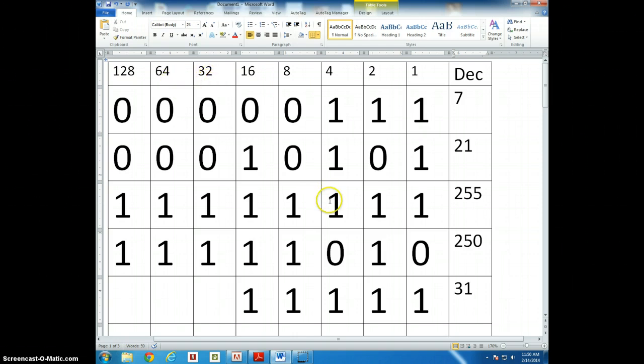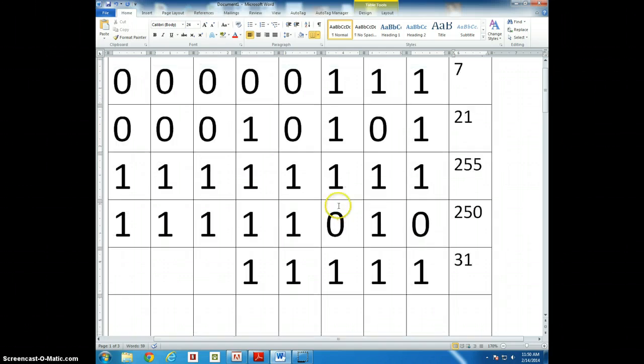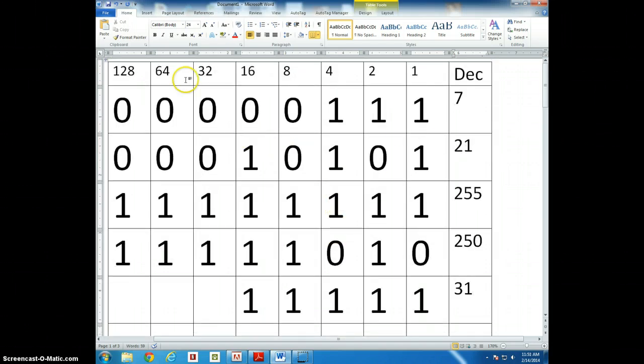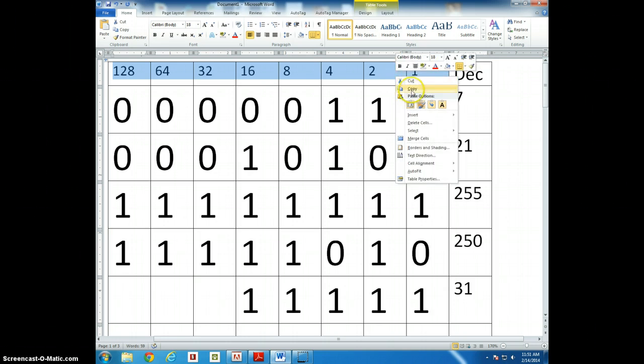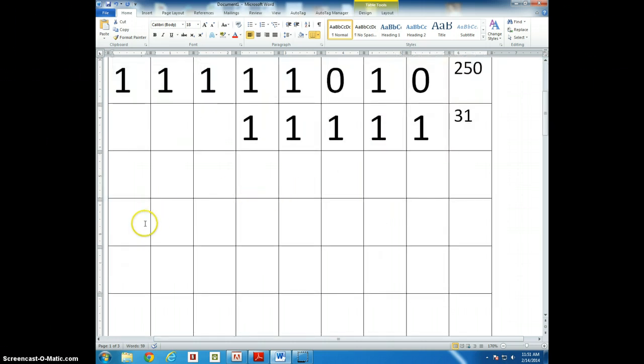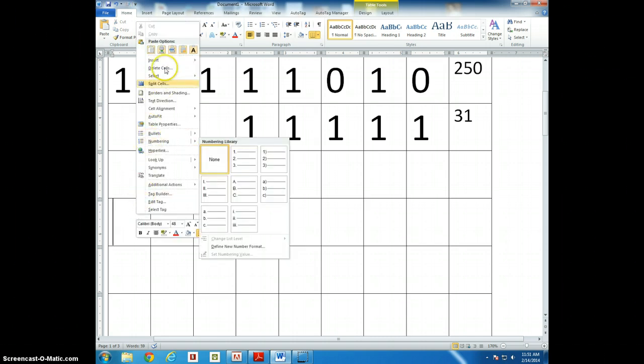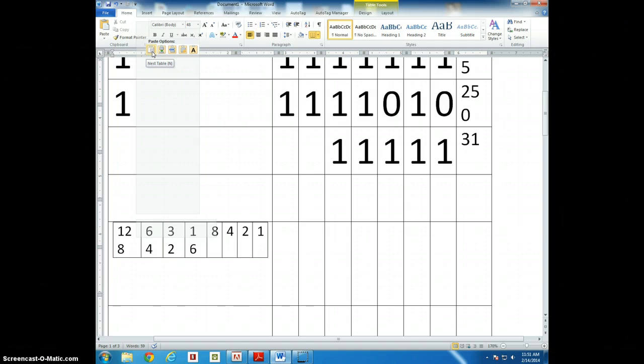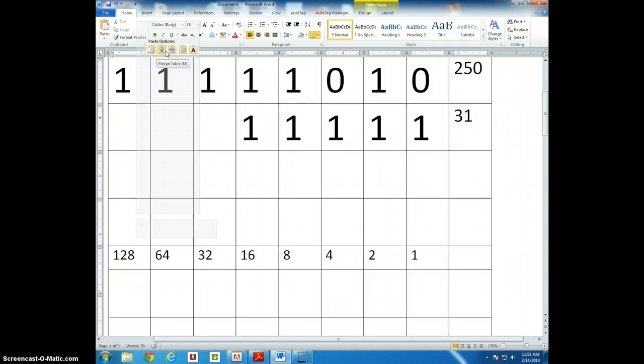Okay, so I'm going to go ahead and copy my little cheat sheet here to my next page. I don't know if this is going to paste in. Yucky. There we go.